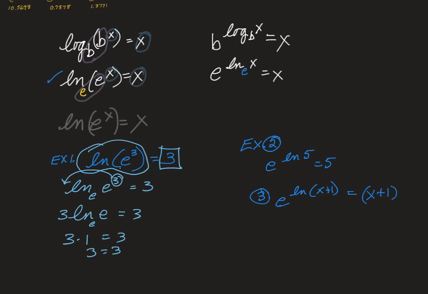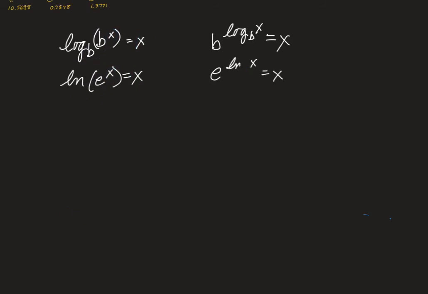What about this one? Example 4. e to the natural log of the square root of 23 and the whole thing squared. What does that equal? Well, we're going to leave that squared there for the moment. And we have e raised to the natural log of some argument. e to the natural log equals that argument. And if you square the square root of 23, you get 23. That's the answer.